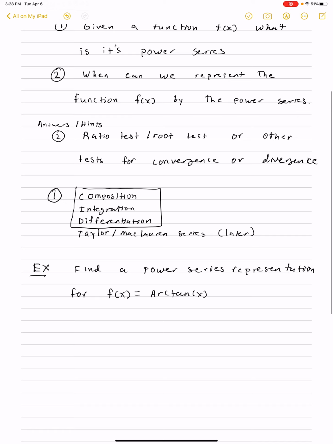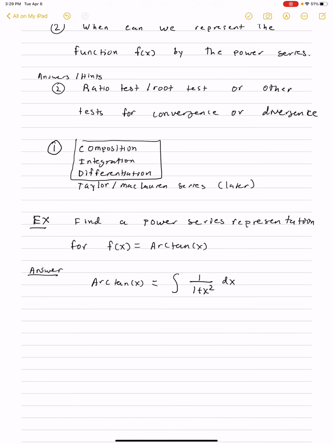Well, I'm going to use a couple of methods here, but one thing that is going to be especially useful is that this arc tangent of x is the antiderivative of 1 over 1 plus x squared. Then I'm going to use the fact, this is going to be a key fact for most representations. Key is going to be the geometric series.